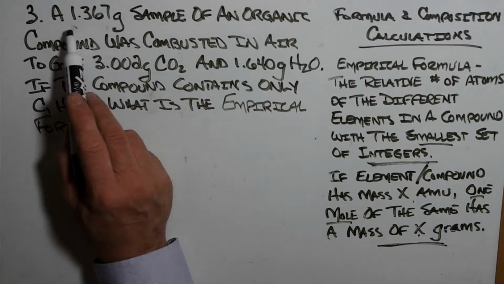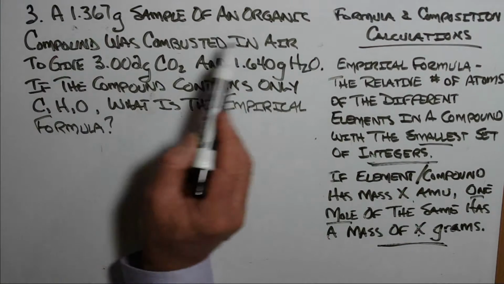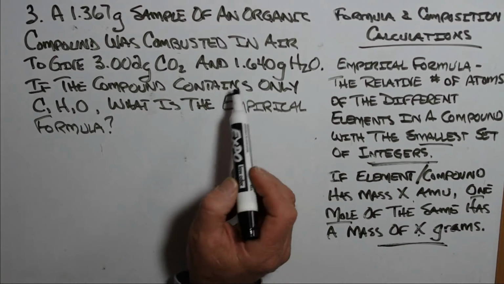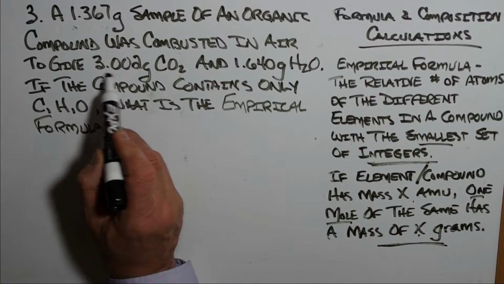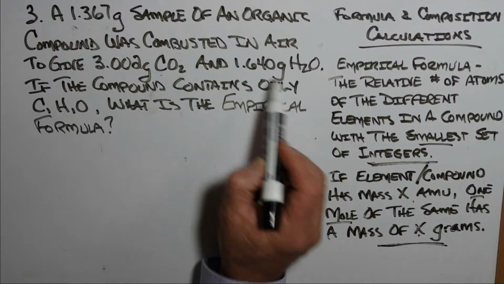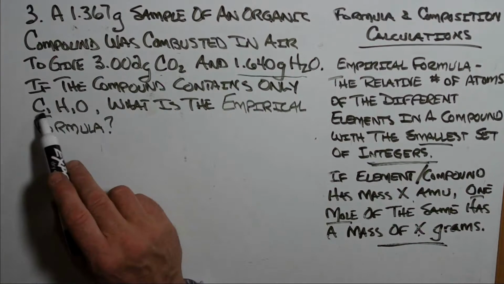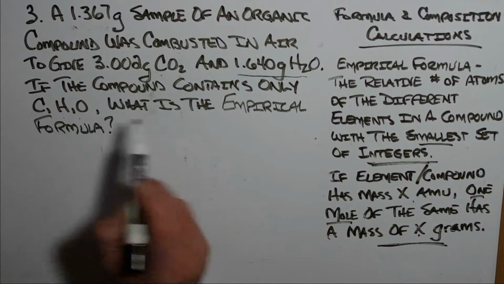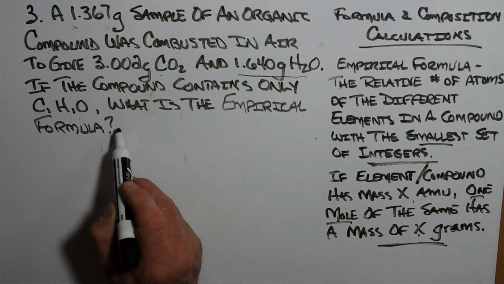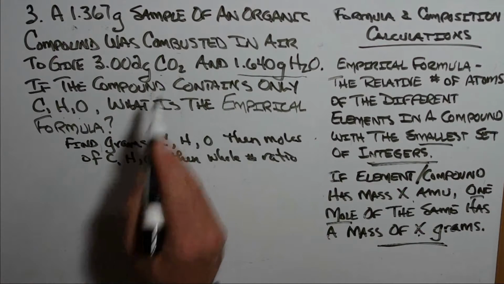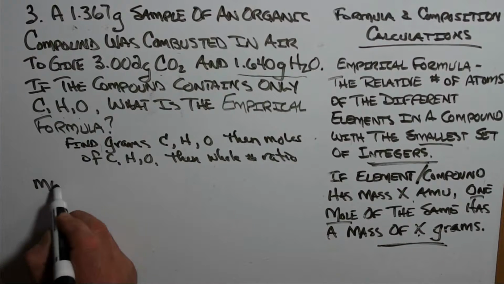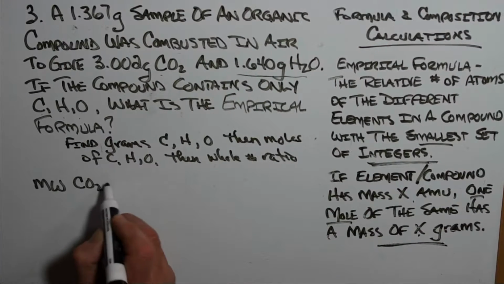Problem number 3. A 1.367 gram sample of an organic compound was combusted in air to give 3.002 grams CO2 and 1.640 grams of H2O. If the compound contains only carbon, hydrogen, and oxygen, what is the empirical formula? What we're going to do: find the grams of carbon, hydrogen, oxygen, then the moles of each, and then the whole number ratio. We need the molecular weights of our compounds.